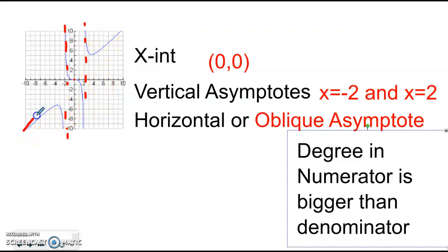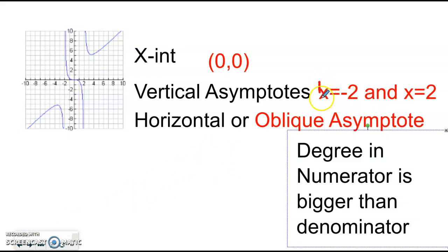And then I could kind of imagine a line being drawn right here that would identify the slant, oblique asymptote, which actually turns out to be y equals x in this case. That tells us that the degree in the numerator is bigger than the denominator. So I am probably going to have something like x cubed over something x squared eventually. Okay? All right, so we're going to take that information and put it all together.